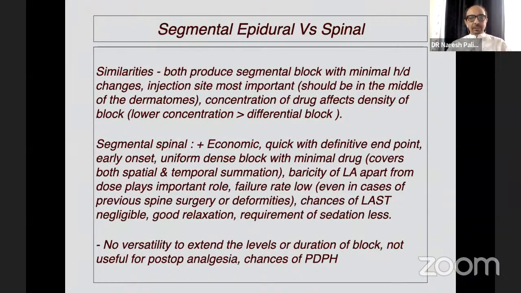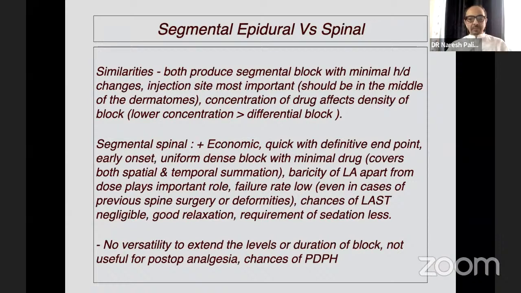Both these techniques, segmental epidural and segmental spinal, produce a segmental block with minimal hemodynamic changes. For both the techniques, the injection site is most important. You need to place the injection at the middle of the dermatomes that is required to block for that particular surgery. And the concentration of the drug affects the density of block in both the techniques. Like with lower concentration of drug, it will provide mostly a differential block, mostly a sensory block. There are a few positives about the segmental spinal as compared to segmental epidural, and there are some negatives also.